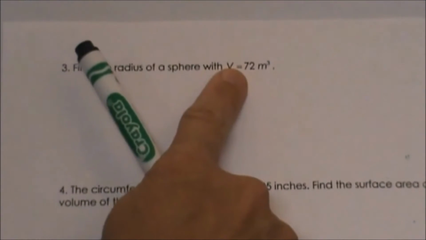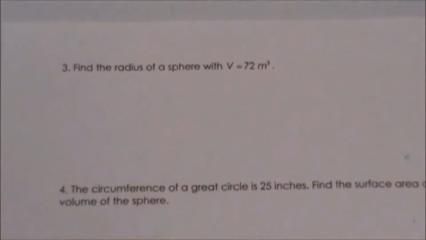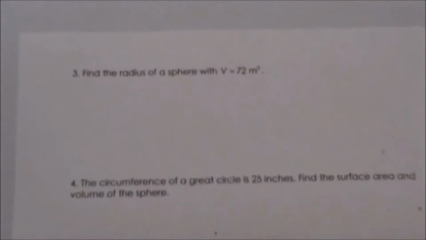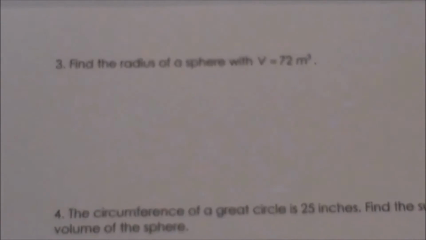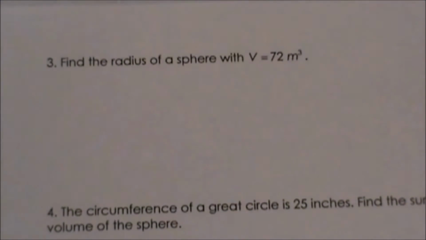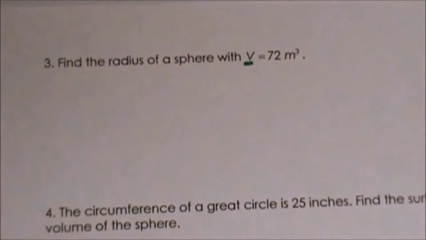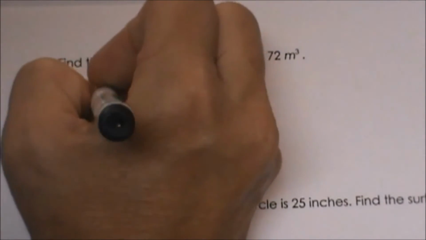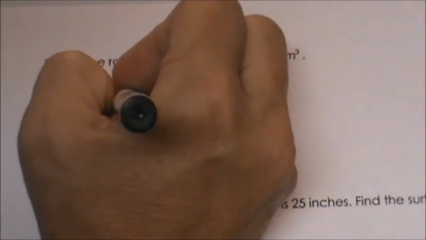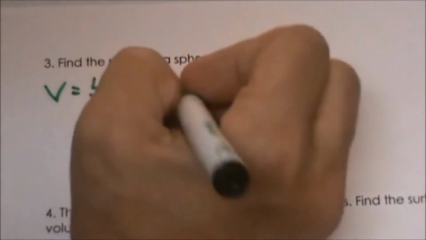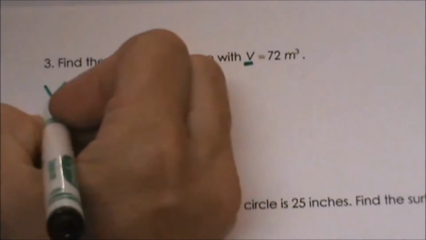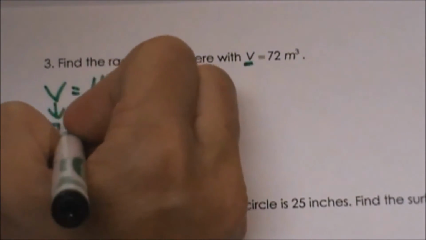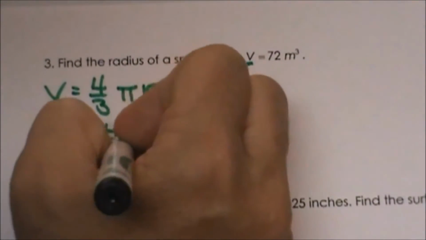The radius of a sphere with a volume of 72 meters cubed. So this is a backwards problem. So let's look at what we have. We have the volume. We know the volume formula is equal to 4/3 pi r cubed. We know the volume is 72. So right here, I'm just going to plug in 72.